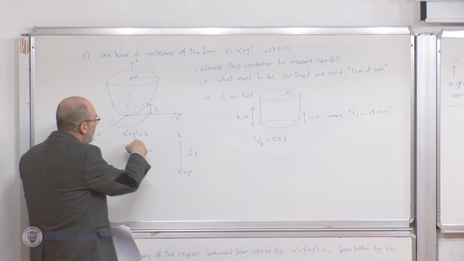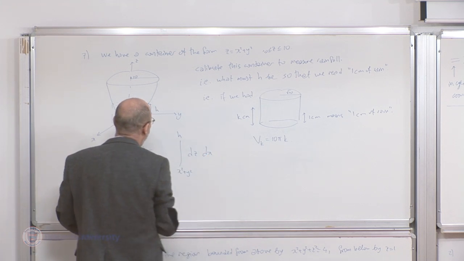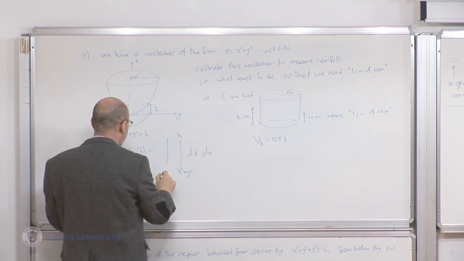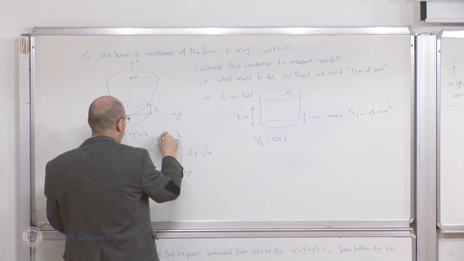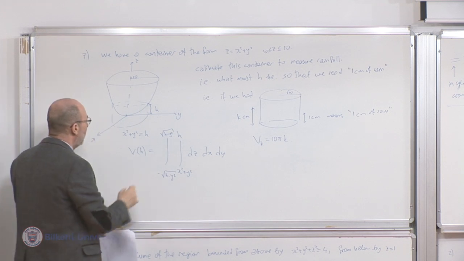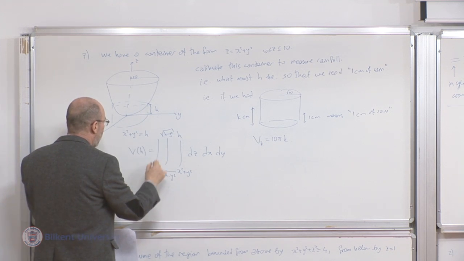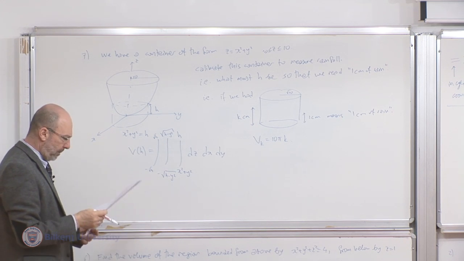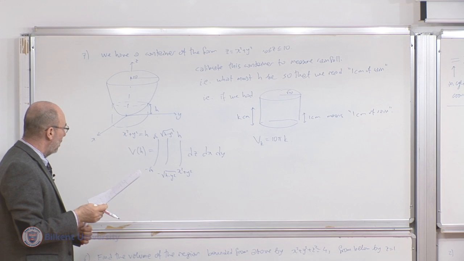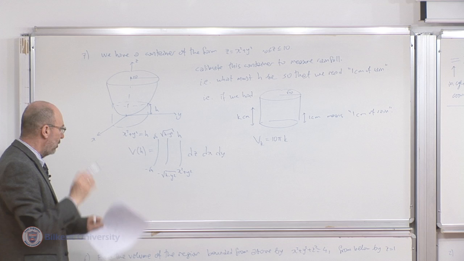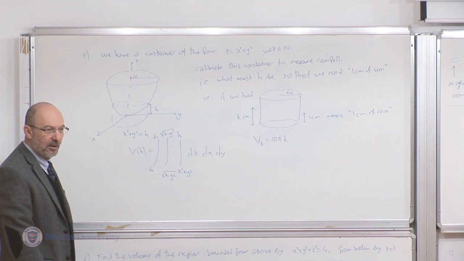Okay, so next I describe this. Let's say dx is from minus square root of h minus y squared to square root of h minus y squared. And dy is from minus square root of h to plus square root of h. Here I shifted. So everyone agree with this?